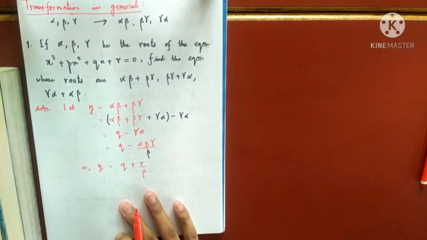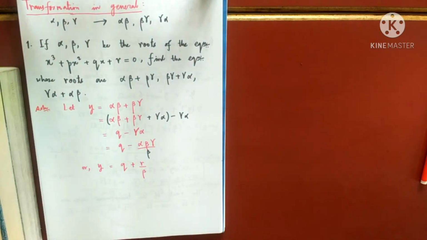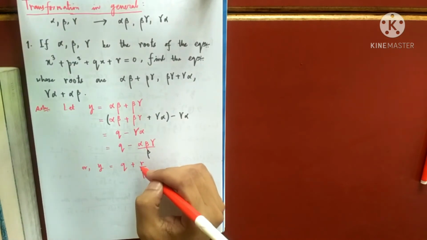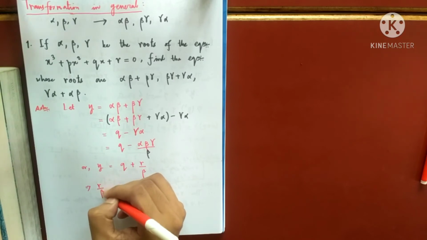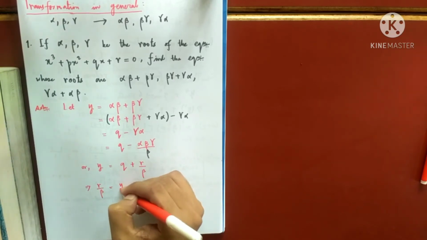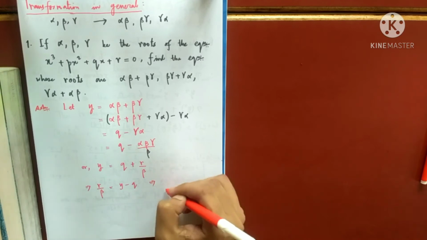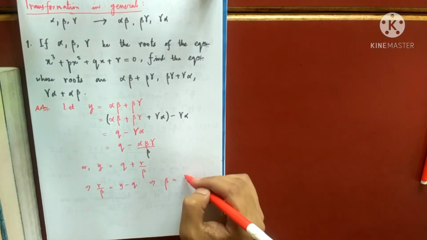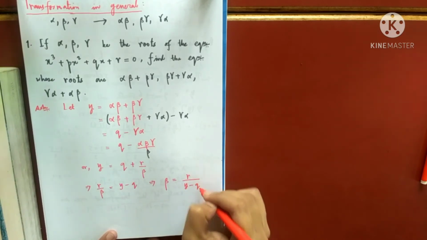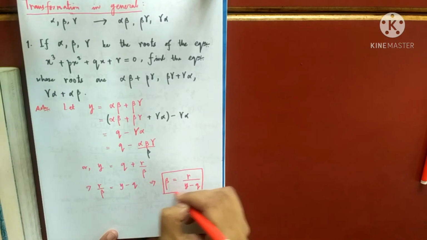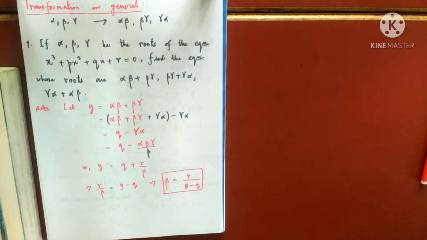You first have to express y only in terms of either alpha or beta or gamma, that is, you have to express y in terms of one root only. Now you find the value of beta from here. So r by beta equals y minus q, and that will imply beta equals r by y minus q. So this is the value of beta that I am getting. Now beta is expressed in terms of y as a variable, a function of y.